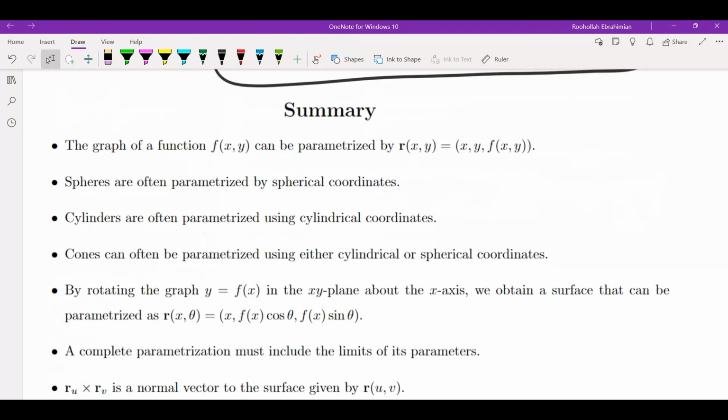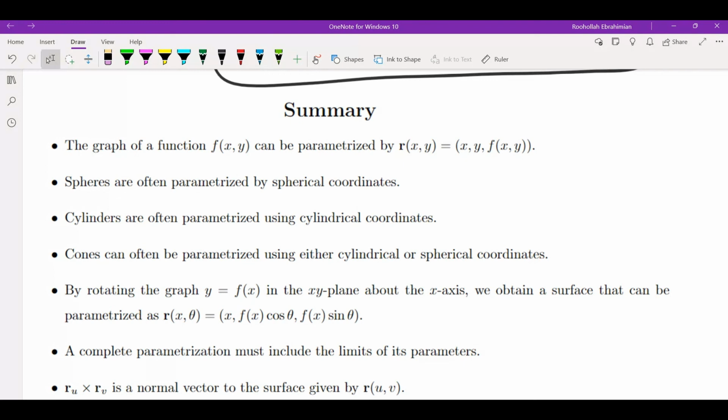So to summarize, the graph of a function f of x,y can be parameterized by r of x,y equals x, y, f of x,y. Spheres are often parameterized by spherical coordinates. Cylinders are often parameterized by cylindrical coordinates. Cones are often parameterized by either cylindrical or spherical coordinates. If you rotate the graph of y equals f of x along the x-axis, we obtain a surface that is parameterized by x, f of x cosine theta, f of x sine theta, and a complete parameterization must include limits of the parameter.